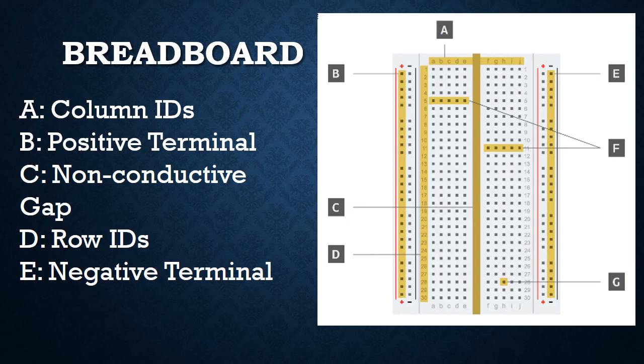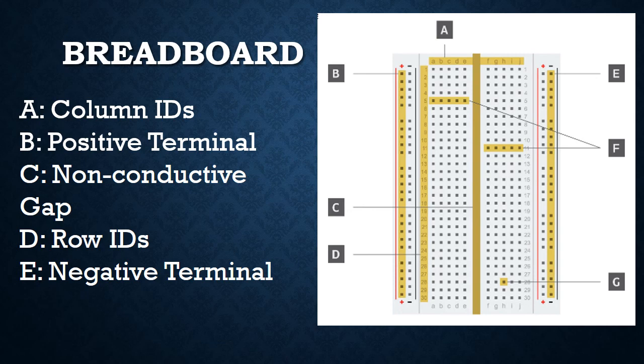Then we have the negative terminal. There is a column on the far side, and it has a black or blue vertical stripe with a minus sign at the top and bottom, and all of those holes are connected to each other. These holes are used to ground the circuit.